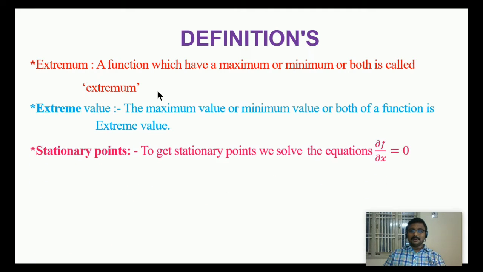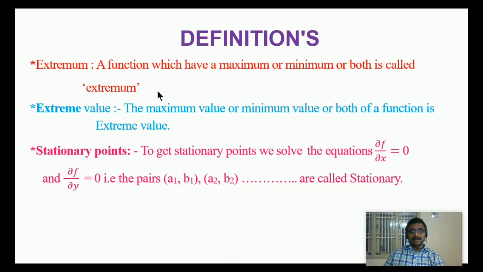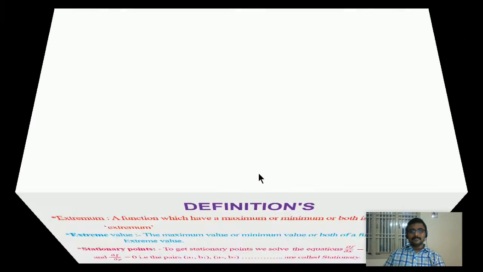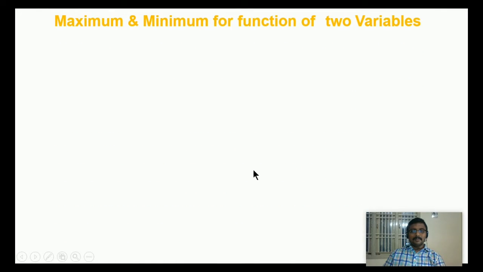Stationary points. To get stationary points, we have to solve the equations dou f by dou x equal to 0 and dou f by dou y equal to 0. Solving these two equations, we get pairs, that is, a1 b1, a2 b2, and so on. These pairs are called stationary values or stationary points. Maximum and minimum for function of two variables.